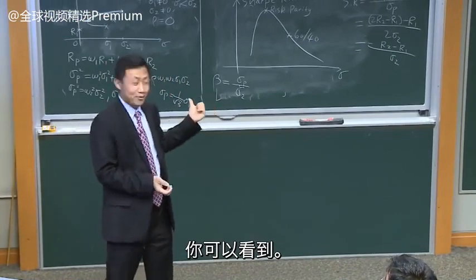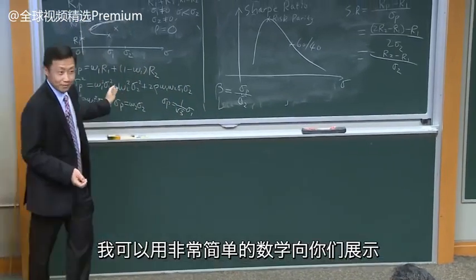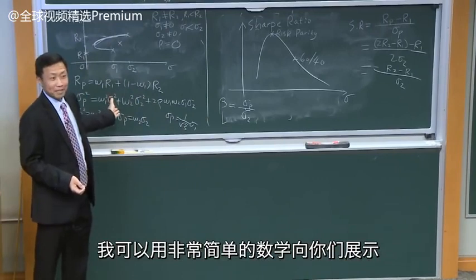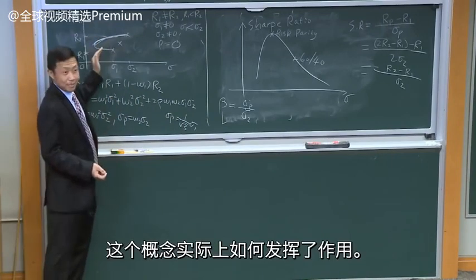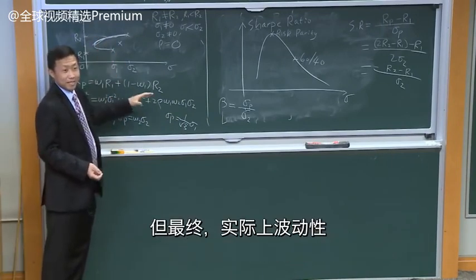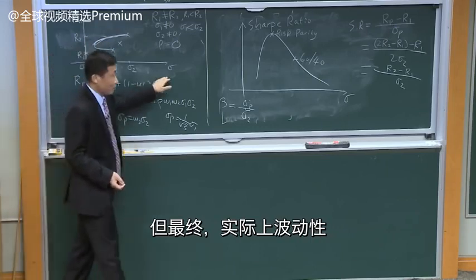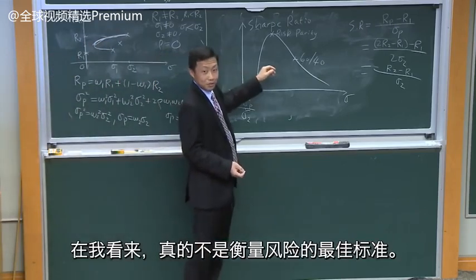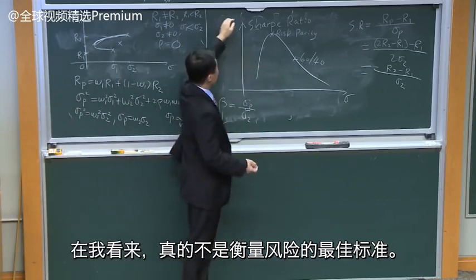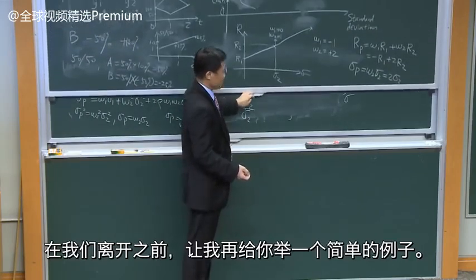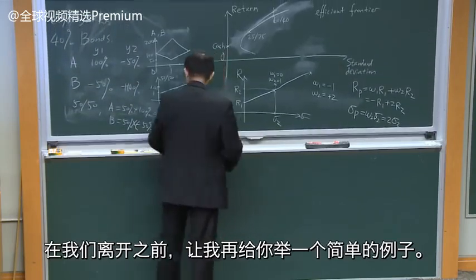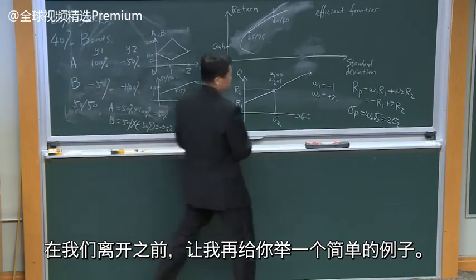I can really show you very simple math about how the concept actually plays out. But in the end, actually, volatility is really not the best measure of risk, in my view. Why? Let me give you another simple example before we leave.